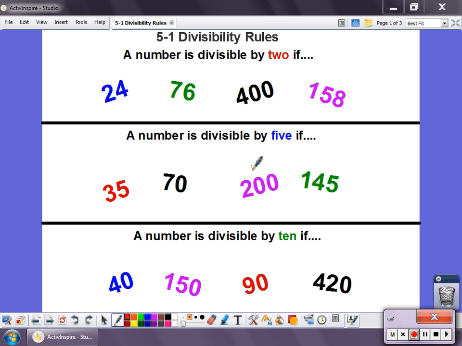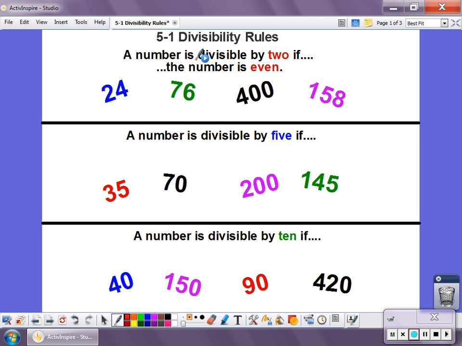So there are a couple of rules in divisibility, these first three rules that I have on this page, that are somewhat familiar to people. A number is divisible by 2 if that number is even. So if you look at all the numbers we have here, all of these numbers are even, so all of these numbers would be divisible by 2.